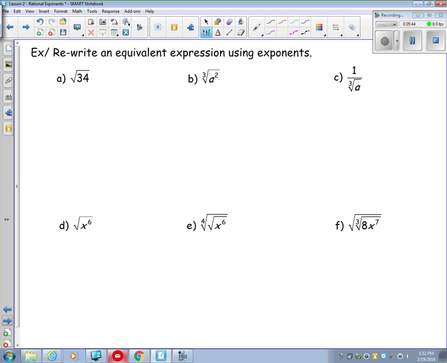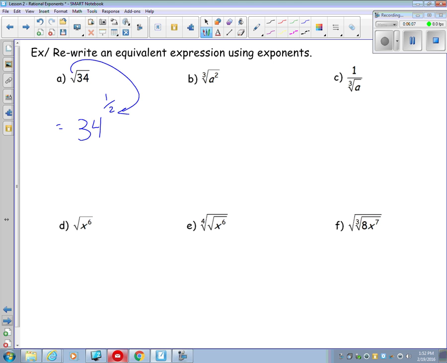Okay, we're going to work backwards now. So I've got some radicals. Can you put them back into exponential form for me? Okay, so I see a 34 and a root sign. My base is 34. It's a root sign, which means it's a fraction. The number in the front goes on the bottom. There's no number there, so it's a 2. There's nothing else, so it's got to be a 1.